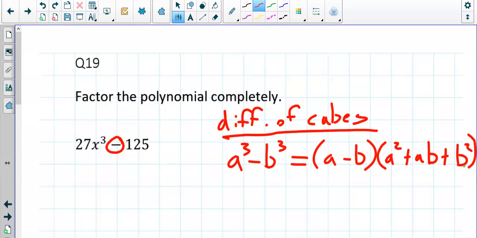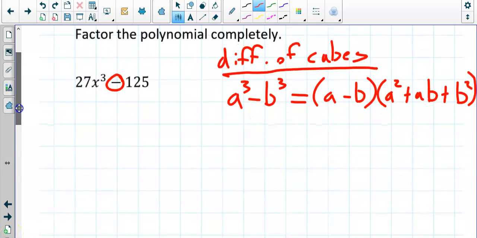That's how it will factor every time. And you need to know that. So just like last time, we're going to figure out what a and b are. But instead of doing square roots, we will do what kind of roots? Cube roots, since we are talking about cubes.